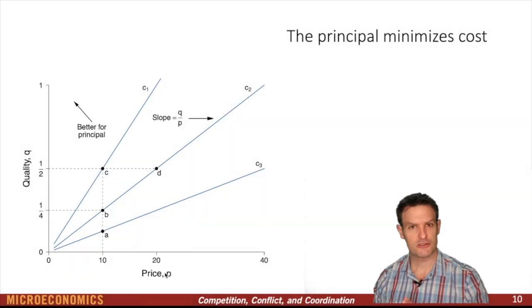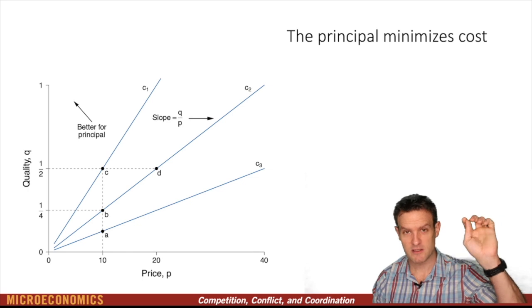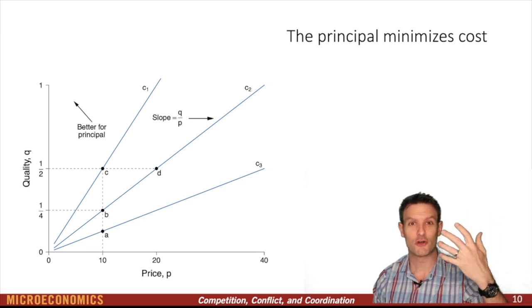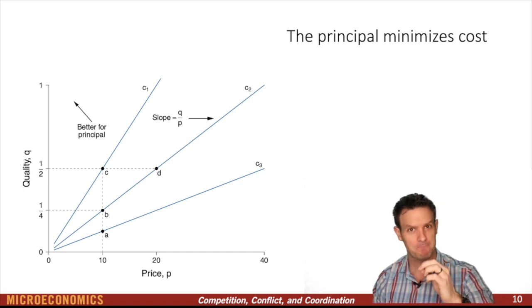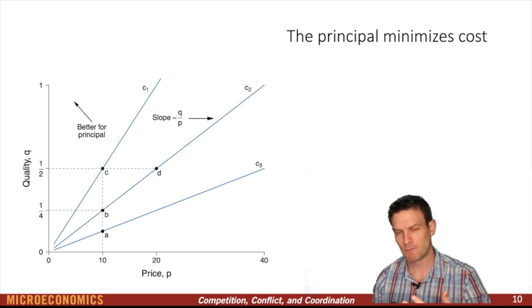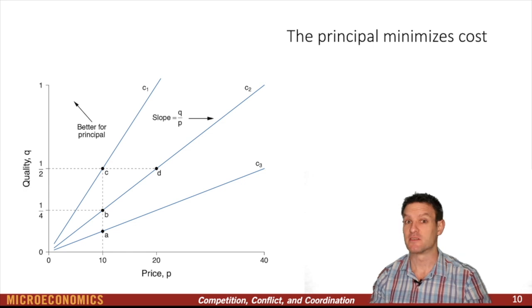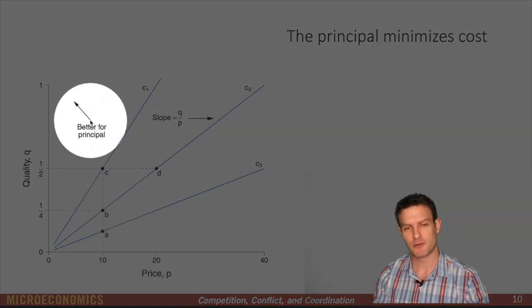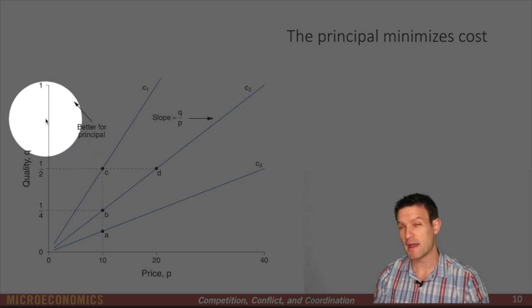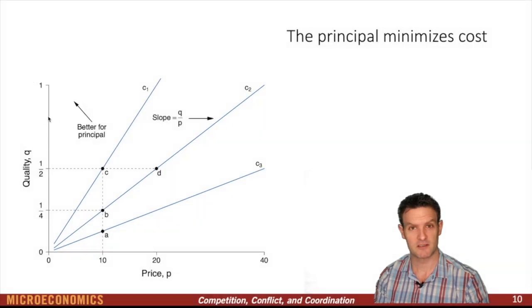Okay, so they're just basically rays from the origin, right? A ray from the origin is going to have a slope which is Q over P, a given Q over P. So they're going to have that ratio, and we're going to see that the steeper the line, the more preferred it is by the principal. So you can see here we have the arrow saying better for the principal, saying that the steeper lines are better for the principal than the flatter lines.